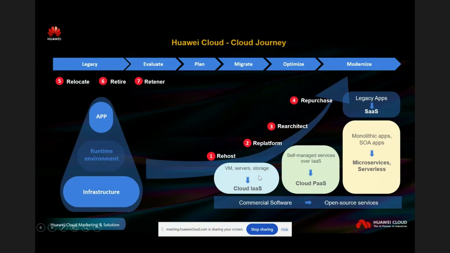So you can see here that we will be focusing today's session on replatform, okay? And this is using some PaaS, platform as a service services in Huawei Cloud in order to migrate the virtual machine into this platform.